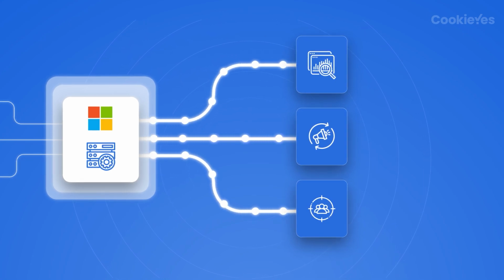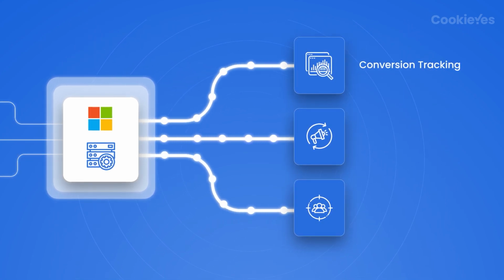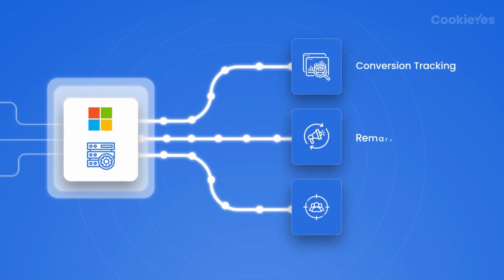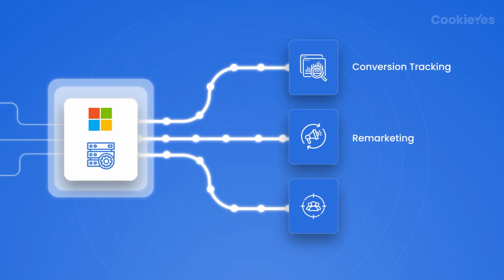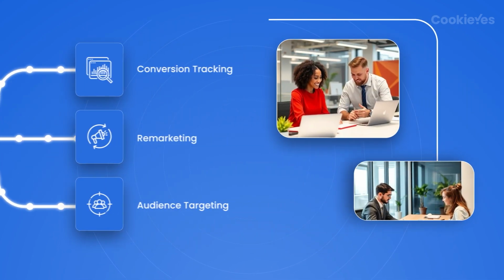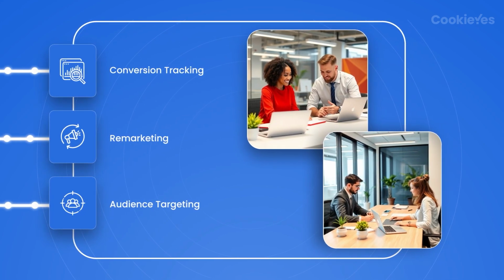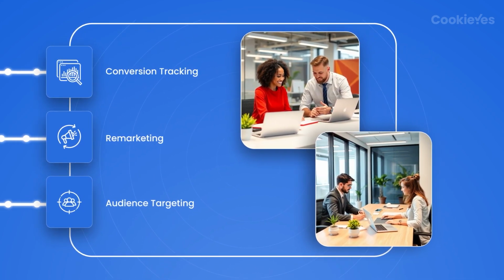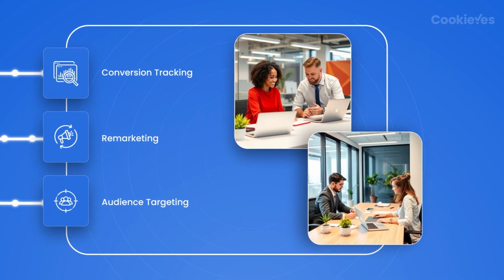This data enables you to see which ads drive meaningful actions, to re-engage users who didn't convert, and to deliver ads to the right people at the right time. In short, UET helps you turn raw data into actionable insights, enabling smarter, more effective campaigns.